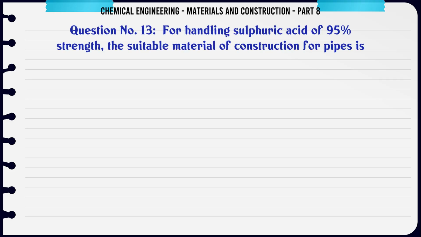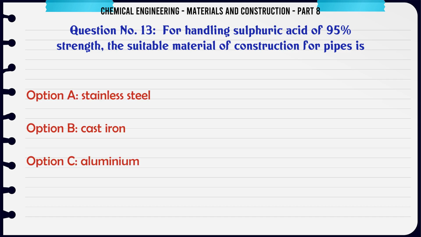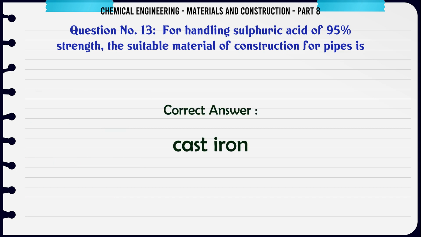For handling sulphuric acid of 95% strength, the suitable material of construction for pipes is: A. Stainless steel. B. Cast iron. C. Aluminium. D. Nickel. The correct answer is cast iron.